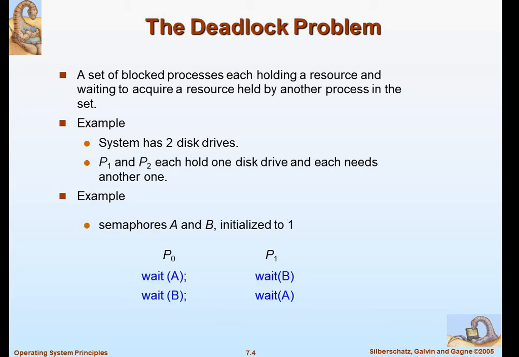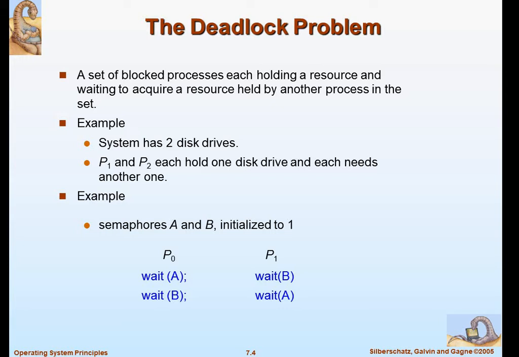Deadlocks. A deadlock is a set of blocked processes, each holding a resource and waiting for a resource held by another process in the set. For example, if there are two disk drives and two processes, let us take P1 and P2. P1 is holding one disk and it is waiting for the other disk. P2 is holding the second disk and it is waiting for the first disk to complete its task.